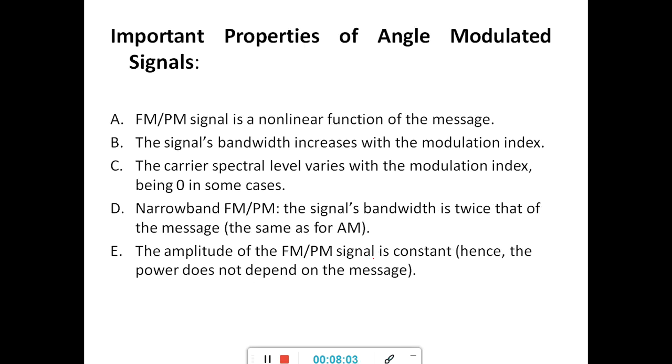Now the properties of angle modulation signals. FM or PM signals are non-linear functions of the message. The bandwidth increases with the modulation index, and the carrier spectral level varies with the modulation index, sometimes being 0 for some cases. The narrowband FM or PM signal bandwidth is twice that of the message signal, and the amplitude of FM and PM signals is constant. It doesn't depend on the message signal.